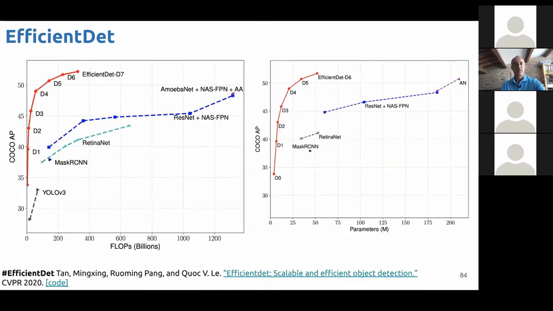Here you have the values for efficient debt in terms of megaflops. So it means you don't want much computation. That's what you need, for example, for mobile devices, when you must be very careful with the battery. And you have the memory size in terms of parameters. So you have very good performance with a small footprint in terms of parameters, so memory size, as well as computation.